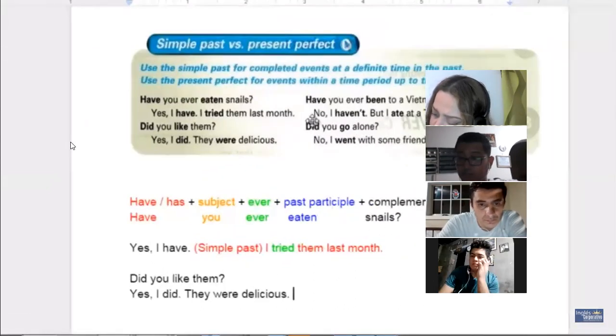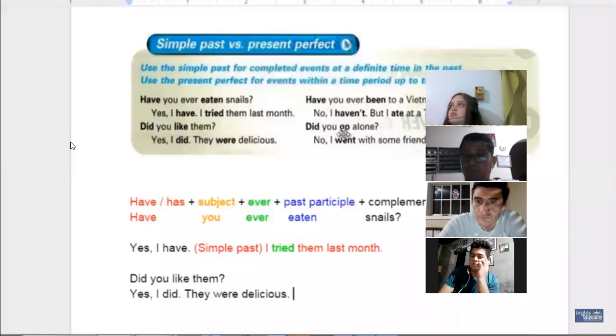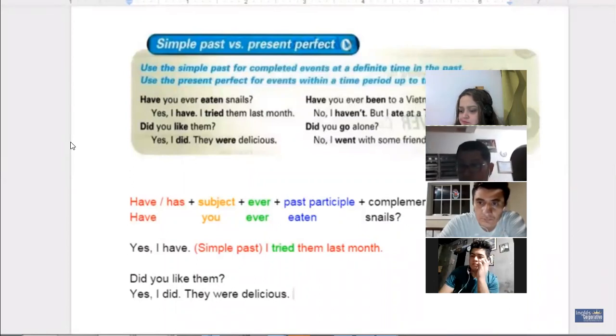And we can see the same example towards the right side of this chart. Have you ever been to a Vietnamese restaurant? Well, the answer to that question is, no, I haven't. But I ate at a Thai restaurant last night. The next question that is asked here has to do with this answer. I ate at a Thai restaurant last night. Oh, did you go alone? This question refers to the person going to that Thai restaurant last night. And he answers, no, I went with some friends.